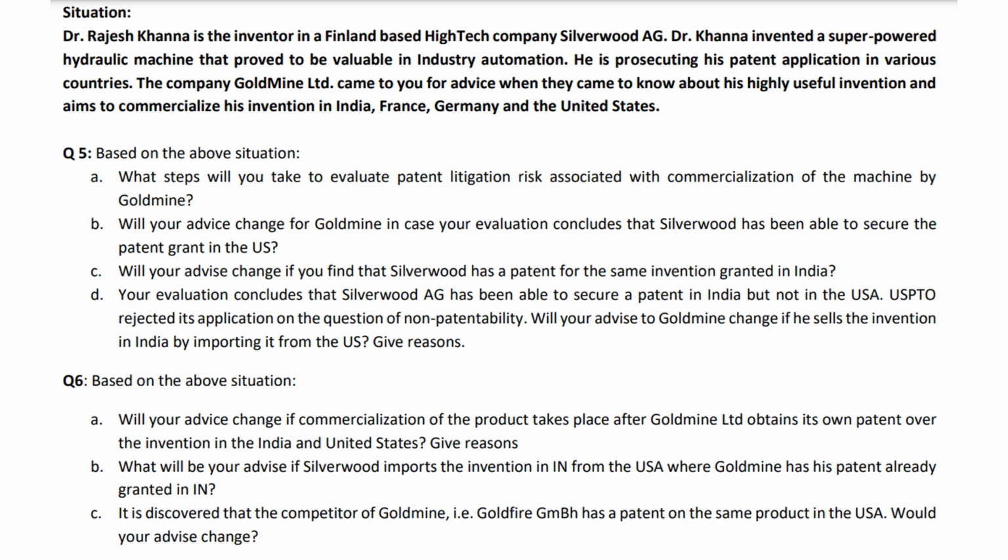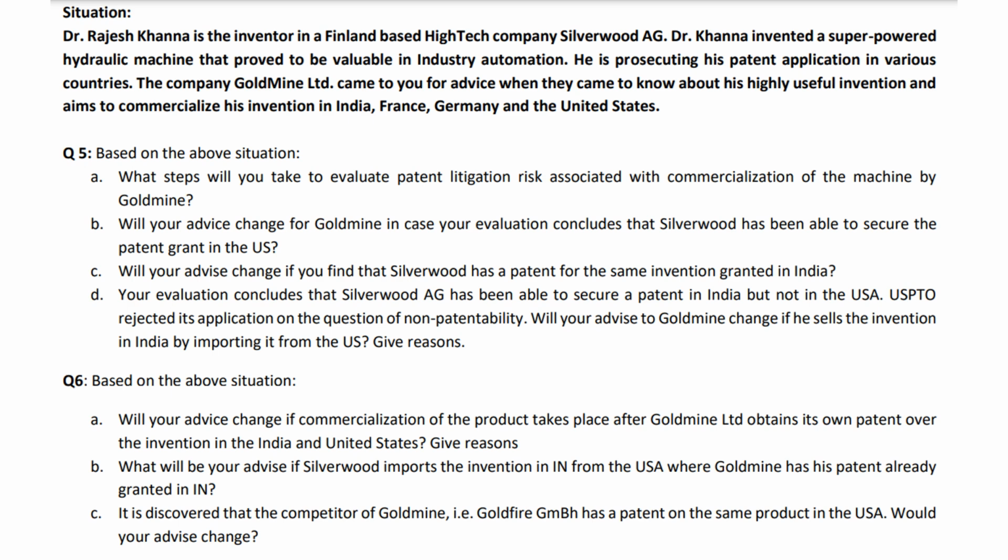D, your evaluation concludes that Silverwood has been able to secure patent in India but not in US. USPTO rejected it on the grounds of non-patentability. Will your advice to Goldmine change if he sells the invention in India by importing it from US? So the answer is that this provides him with a very important opportunity to oppose the granted patent in India basis the rejection that has happened in USA. So that even if it has been frivolously granted in India, you can tell the patent office by filing a post-grant opposition, or by filing a revocation if it's beyond 1 year that the patent has been granted, that you will tell Goldmine to rather oppose the application in India.